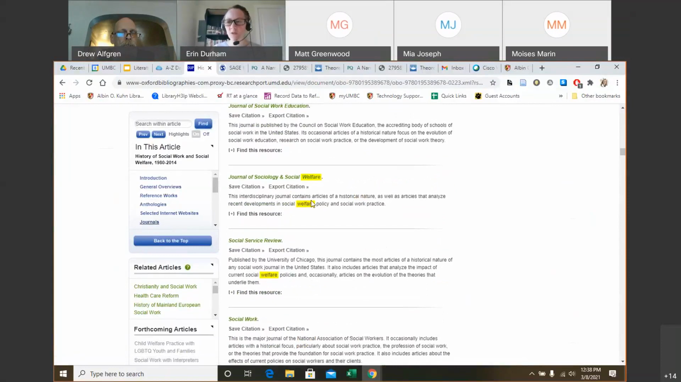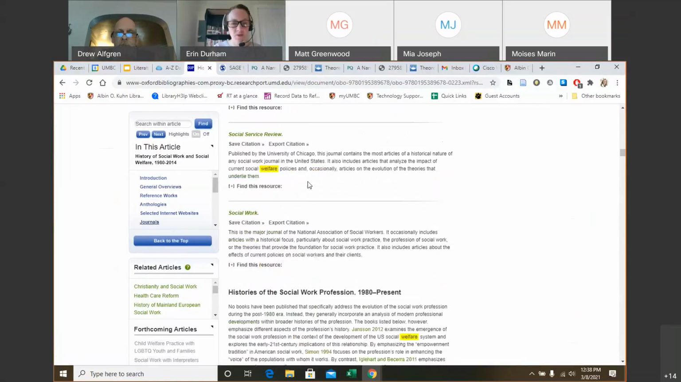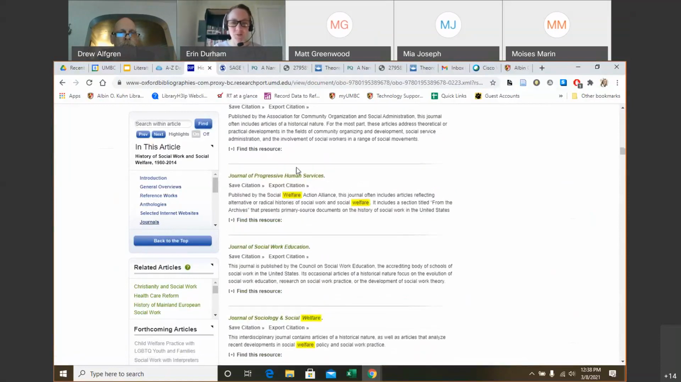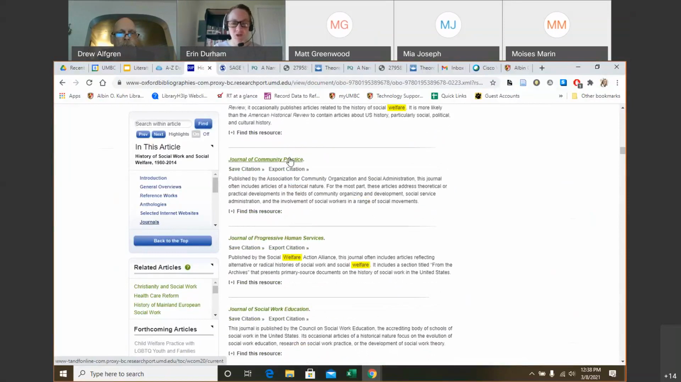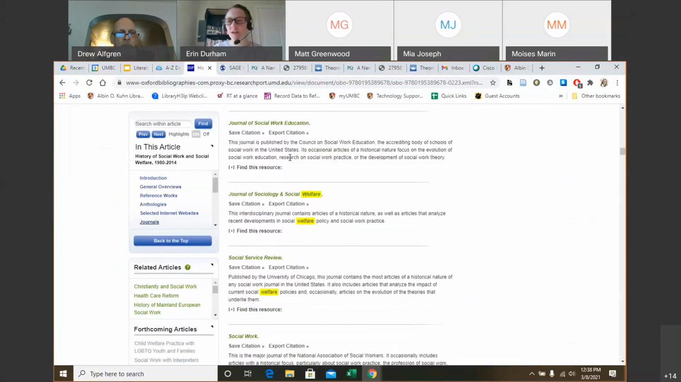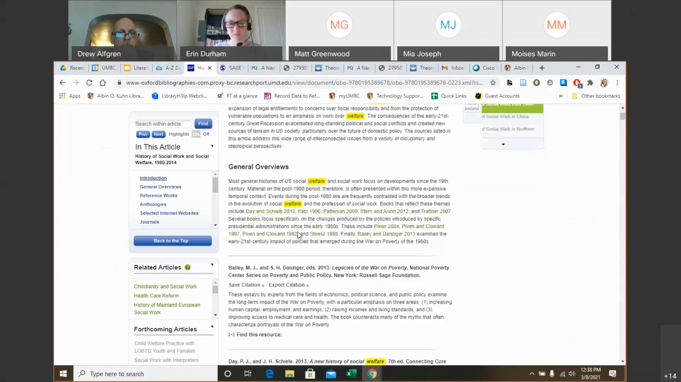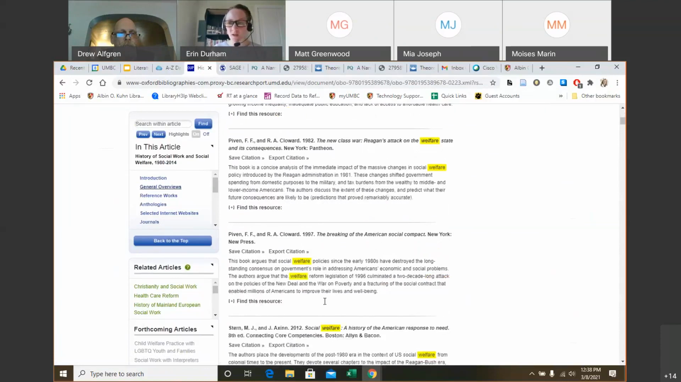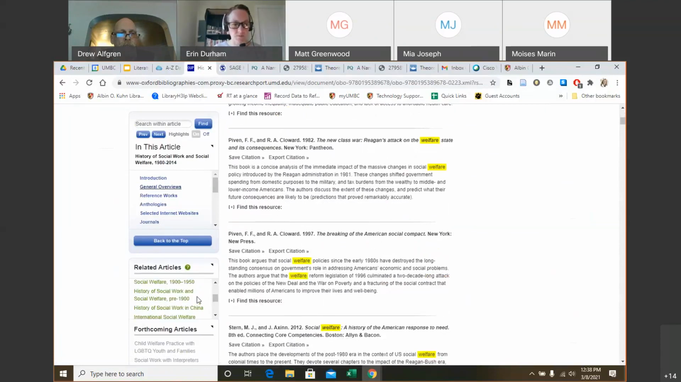So if you're wondering about journal titles that focus on your area, of course, these are very broad. This is welfare, right? So you're going to have Journal of Progressive Human Services, Journal of Community Practice, but it is useful to know what some of the major journals in a specific area are. It's also going to highlight the keywords that you selected, so they're going to show up in yellow. That's kind of nice as well.